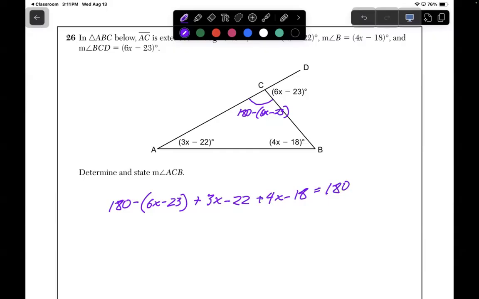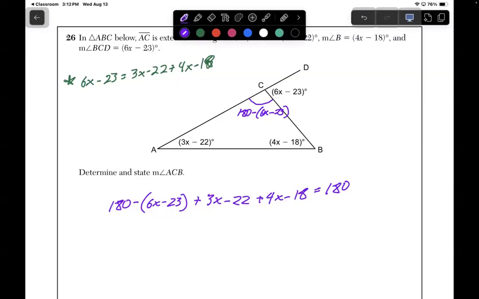The other thing you could have done is say 6x minus 23 equals 3x minus 22 plus 4x minus 18. That is another approach, if you're going to use the exterior angle theorem. But let's just go ahead and do it the way I was working on.